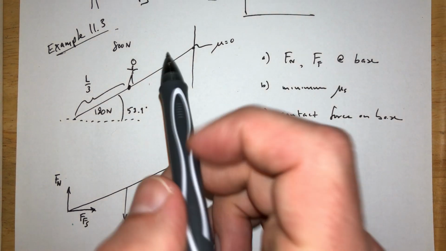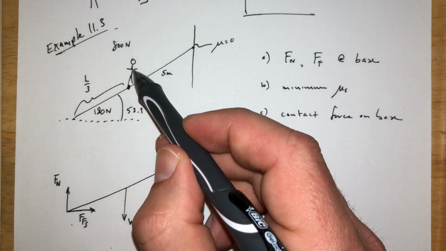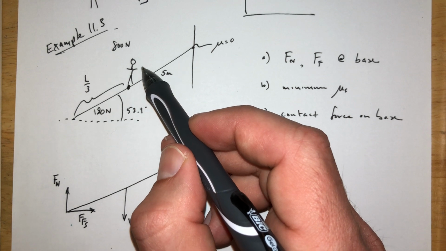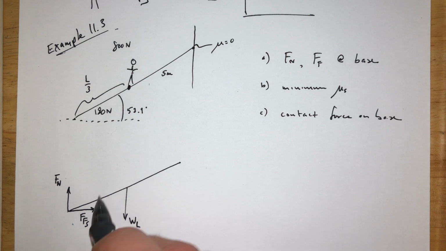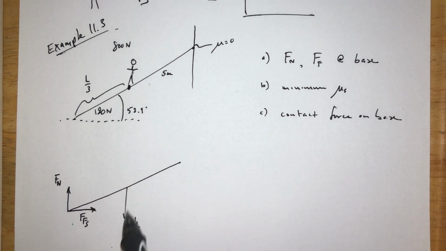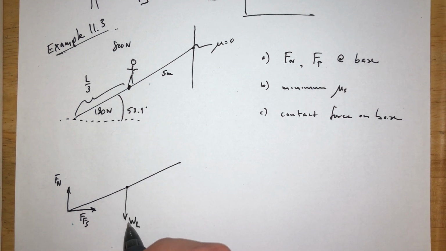Okay. The other force acting on the ladder is the weight of Lancelot. And that acts a third of the way up. Now, where does the weight of the ladder act? The ladder is uniform. So the center of mass of the ladder is at its geometrical center. And that's where the weight of the ladder acts.